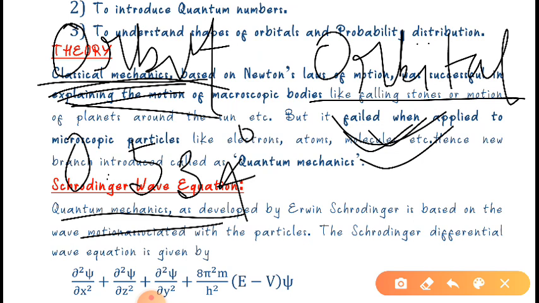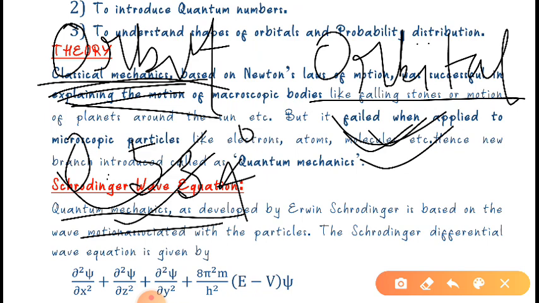Now, there is a certainty about the momentum, or the movement, of an electron in an orbit. But when we talk about an orbital, due to the uncertainty principle given by Heisenberg, there is no certainty about the movement of an electron in an orbital.